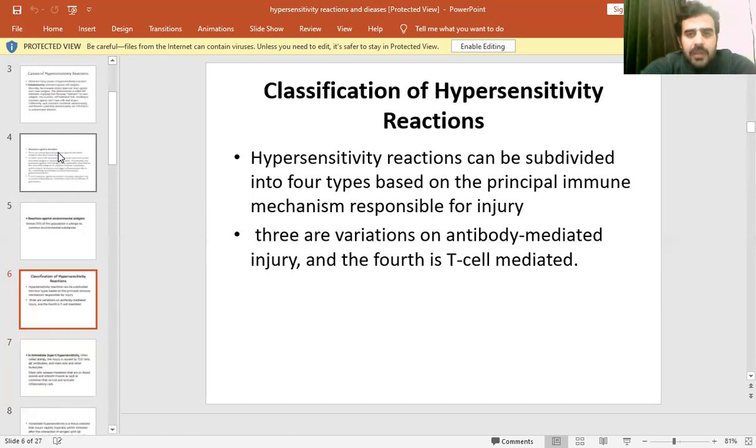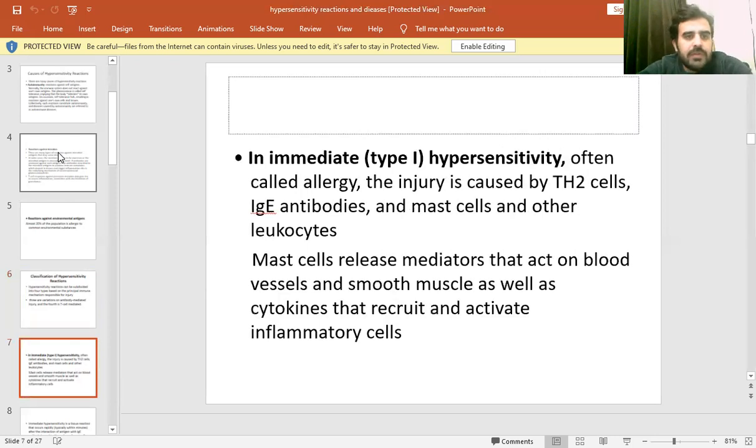Classification of hypersensitivity reactions. They are divided into 4 types based on the principal immune mechanism responsible for injury. Three are variations on antibody-mediated injury, and the fourth one is related to T-cell mediated injury. The first one is the immediate or type 1 hypersensitivity reaction. Normally, it is also called allergy. It is caused by helper T2 cells, IgE antibody, mast cells and other leukocytes.